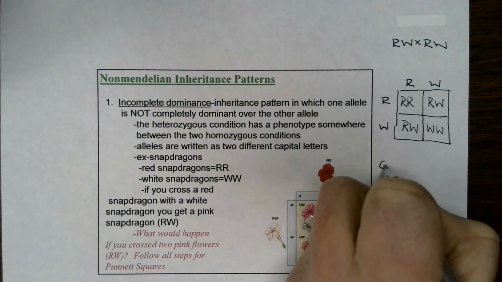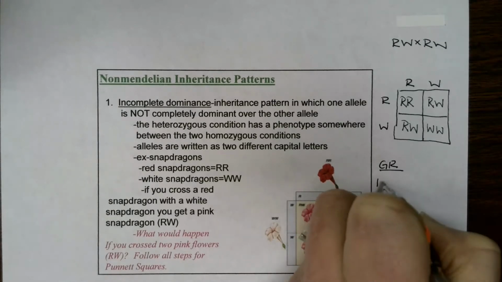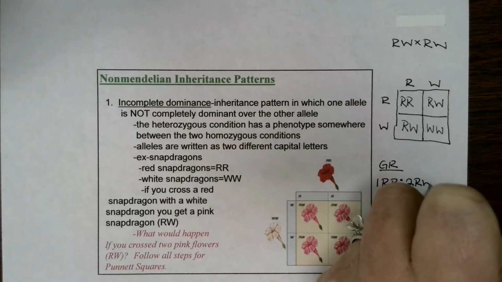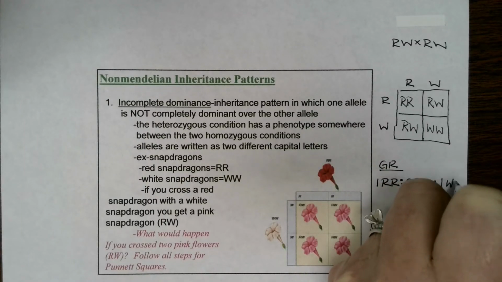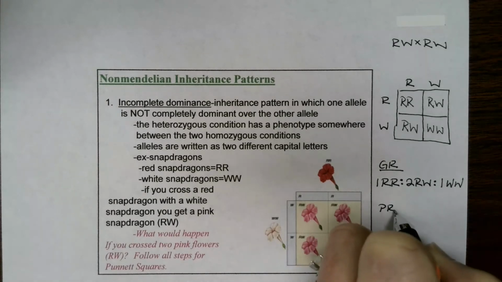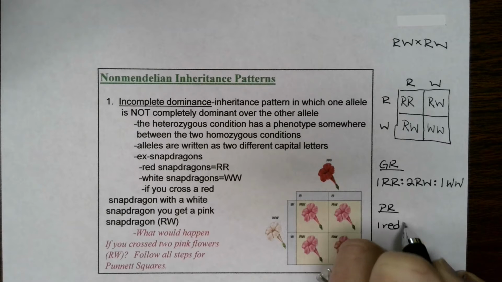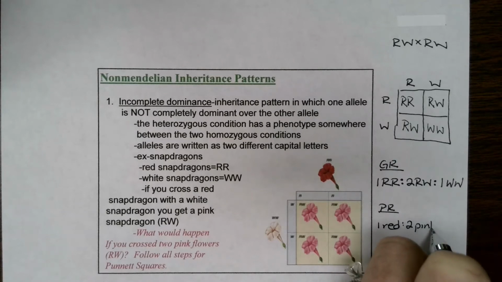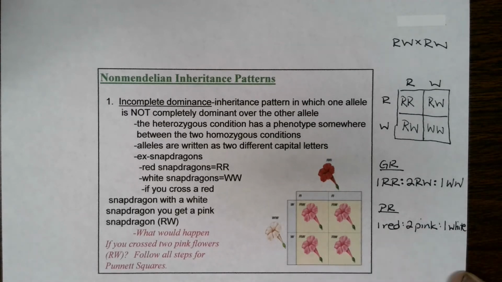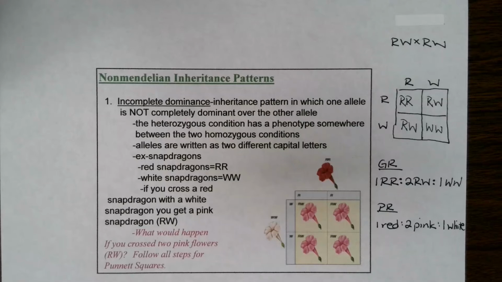So then our genotypic ratio is going to be 1 that's homozygous for the R's, 2 that are heterozygous, to 1 that's homozygous for the W's. Then when we go to the phenotypic ratio, it's 1 red to 2 pink to 1 white, okay? So I always say, with this example, think of paint. You mix red paint and white paint, you get pink paint. It's an intermediate, totally separate phenotype for the heterozygous individuals, right?